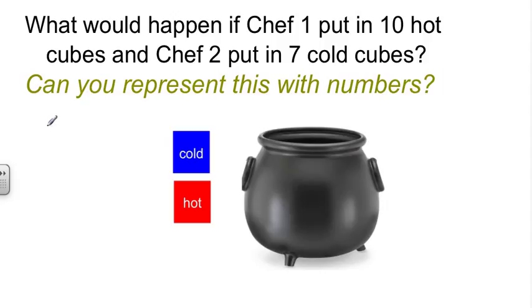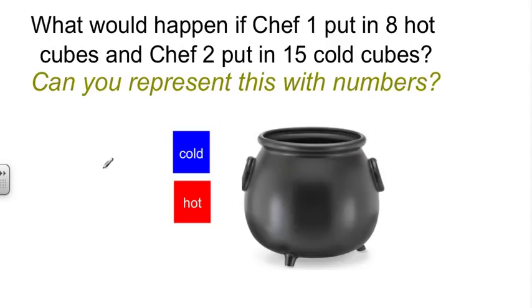What happened if Chef 1 put in 10 hot cubes and Chef 2 put in 7 cold cubes? Can you represent this with numbers? So now I have Chef 1, he's putting in 10 hot cubes. Chef number 2 is going to put in 7 cold cubes, and we're going to add it all in together into the soup. So that is just representing in numbers what is going on. I don't want the answer yet, just represent with numbers. Go ahead and hit pause. Try this one and come back.